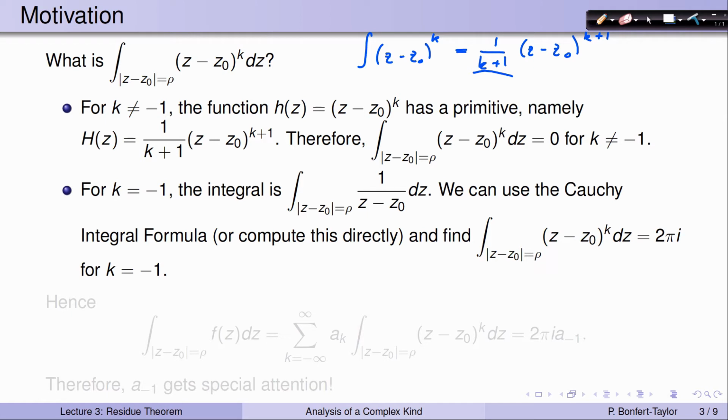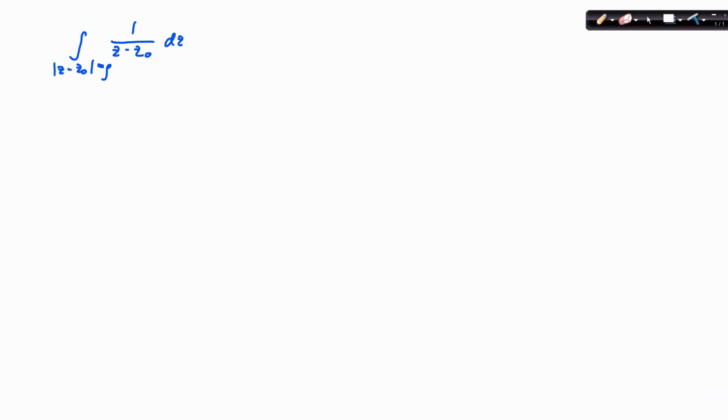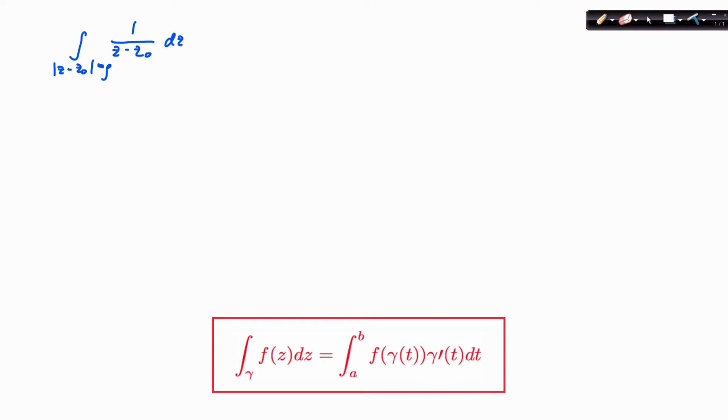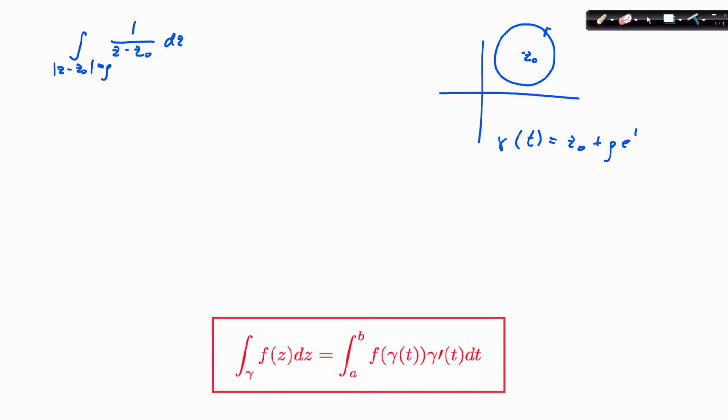We can certainly use the Cauchy integral formula, which is complete overkill, but we can also calculate the integral directly. Let me remind you how to find such integrals. What we need is to parameterize the curve over which we want to integrate. We're integrating over a circle of radius rho centered at a point z0. One way to parameterize such a circle is with gamma of t equals c0 plus rho e to the it. We'll need the derivative of this parameterization, and it is gamma prime of t equals rho i e to the it. Now we simply plug that in.